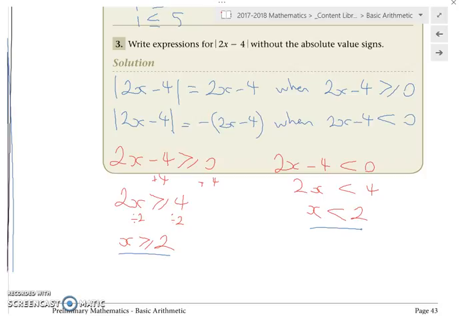What we're looking for is expressions for that when x is, without the absolute value signs. So, when x is less than 2, what's the expression we're going to use? Look up at the blue bits.